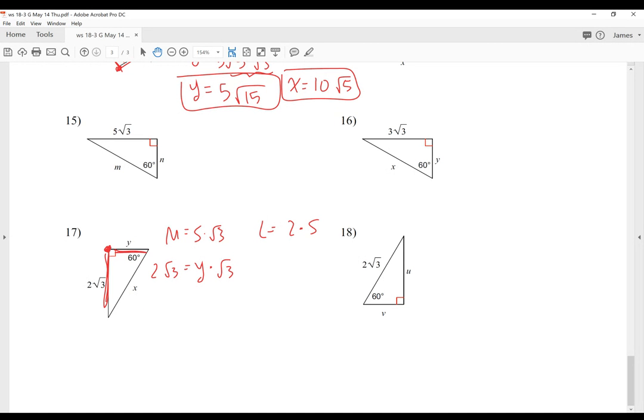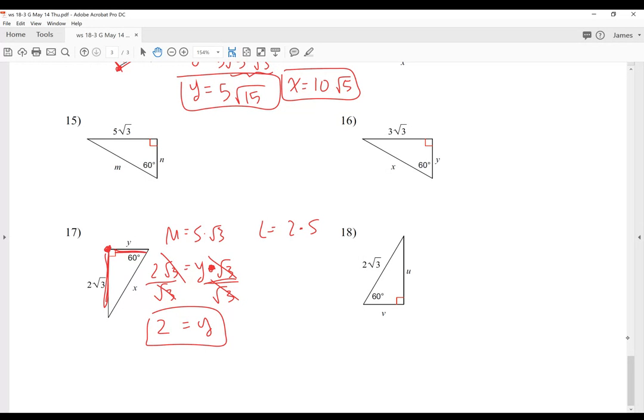I made it simple. You want to get the y by itself, so we need to get rid of this square root of 3. How? Divide by square root of 3. Because it's times square root of 3, we have to divide by square root of 3. That cancels out, and you get the y. On the other side, usually you have to do rationalizing, but not this time. 2 square root of 3 over square root of 3, they cancel out, so you get y equals 2.